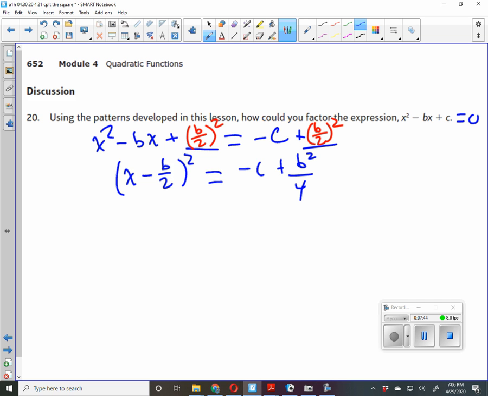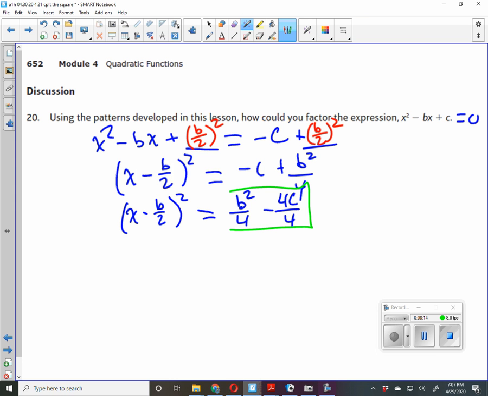All right. We want to go ahead and take the square root. But before I take the square root, I want to rewrite this so it actually makes a little more sense. We're going to go x minus b over 2 squared equals, I'm going to put b squared over 4 minus 4c over 4. Now, all I did here, you guys, was I created a common denominator.